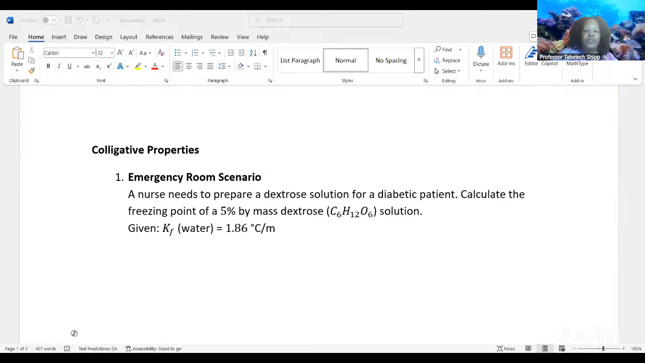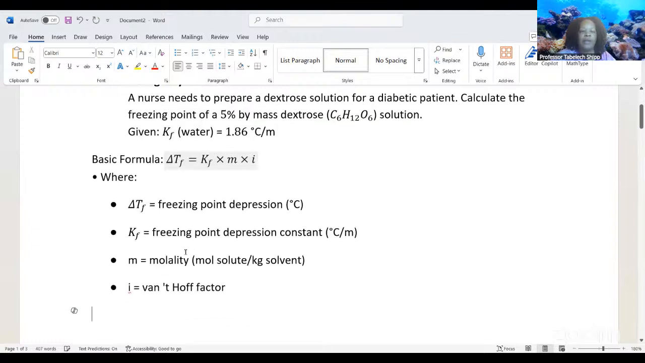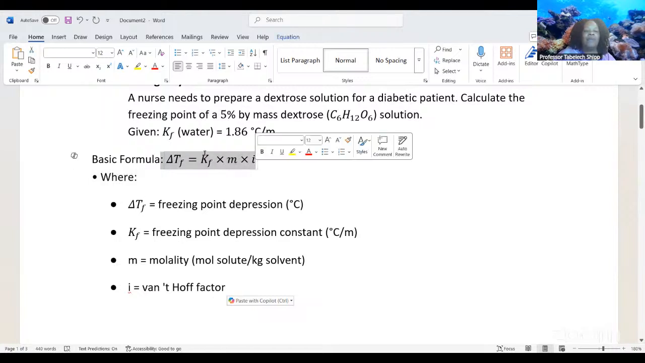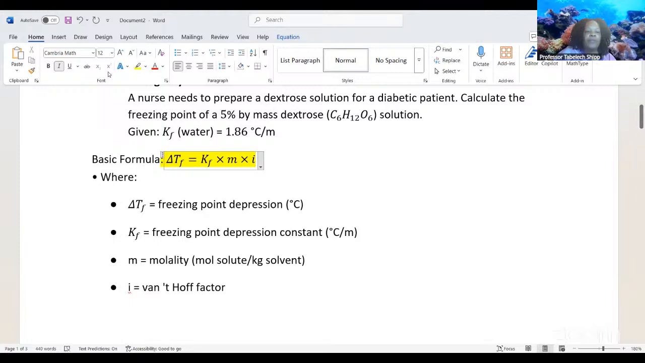So I'm going to have you all plug in what you think you're going to need for this problem. Okay. So here we are right here. Okay. This is your formula right here. All right. This is the main formula. I'm going to actually highlight it so you guys can see that.